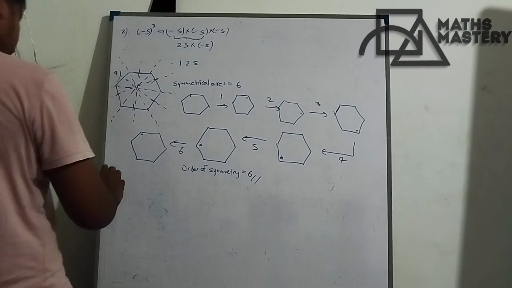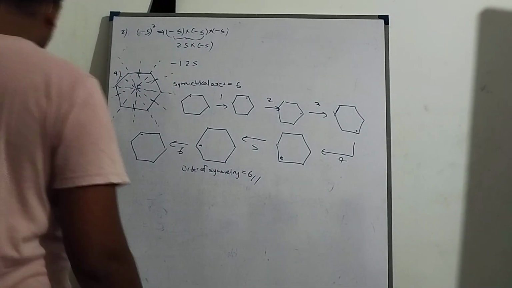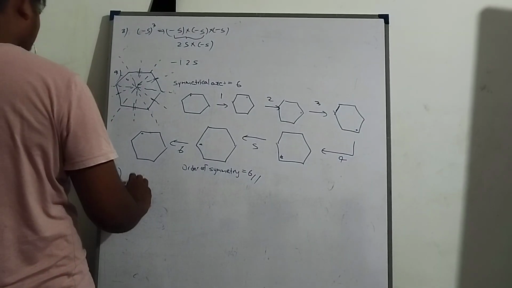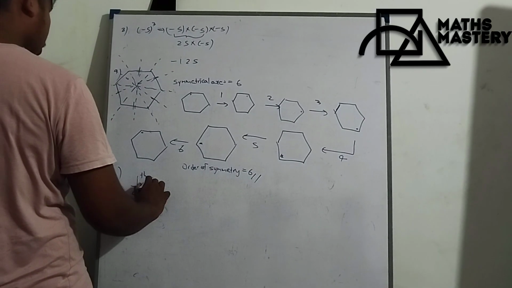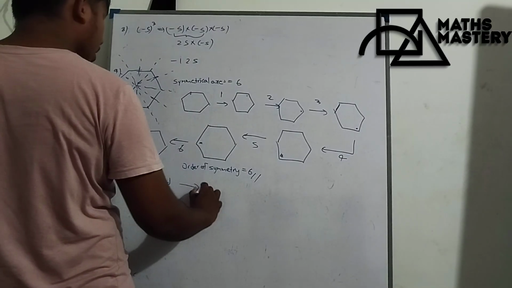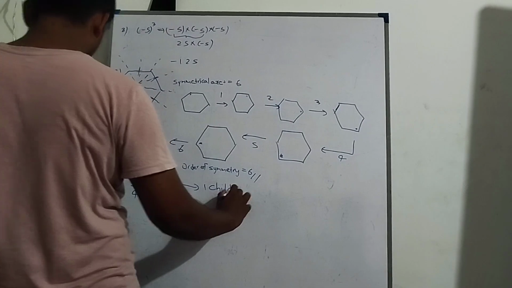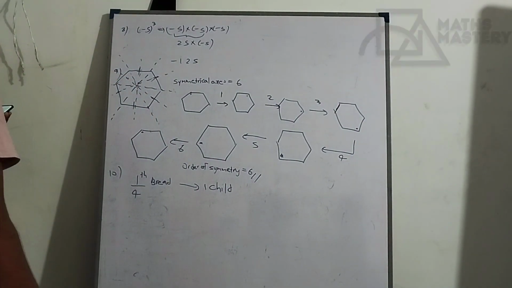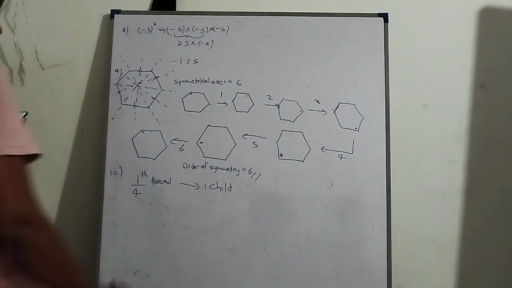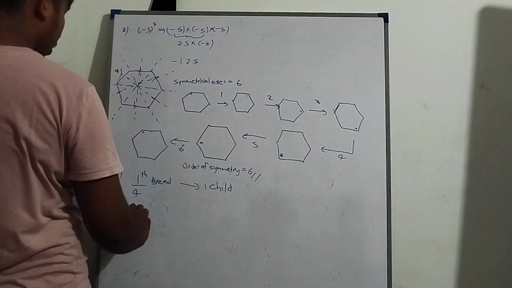Question number 10. If 1/4 of a bread is given to one child, okay, 1/4 of bread is given to one child. How many children can 7 loaves of bread be given to? 7 loaves of bread.